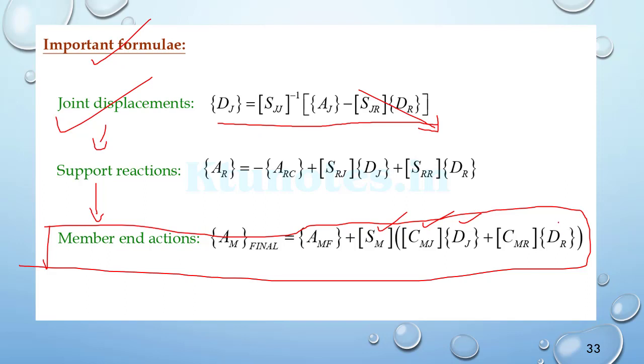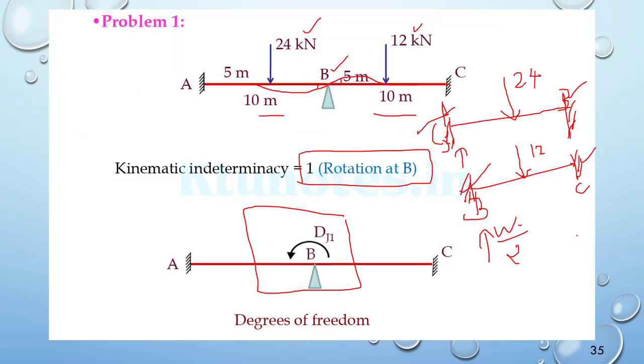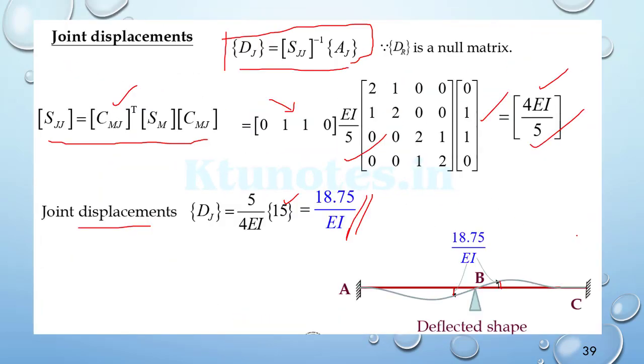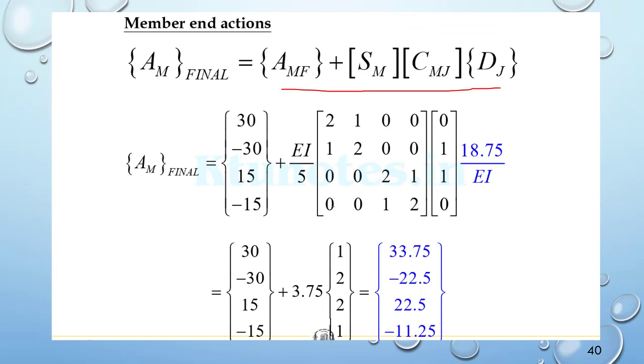We know that DR is a null matrix, that is, there is no displacement at the redundant. Hence, that last term will go to 0. Hence, we have AM final is equal to AMF plus SM into CMJ DJ. So AM final is equal to AMF, where AMF is the member force.